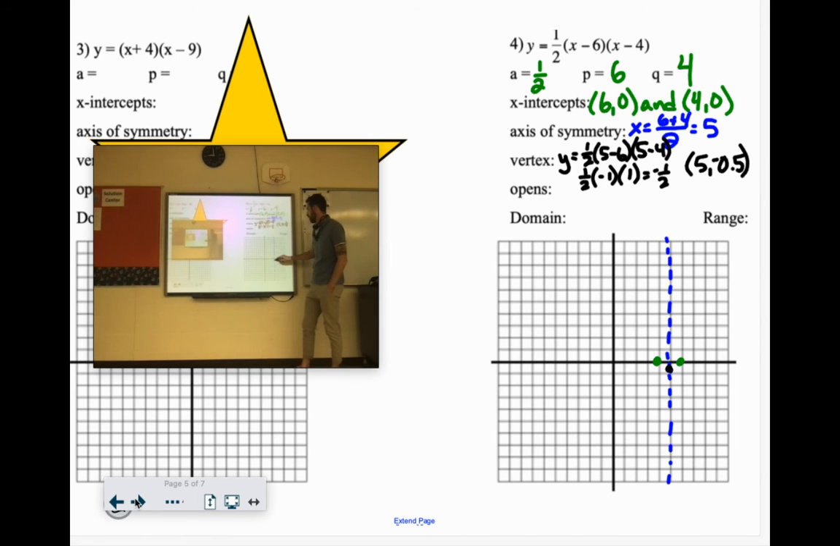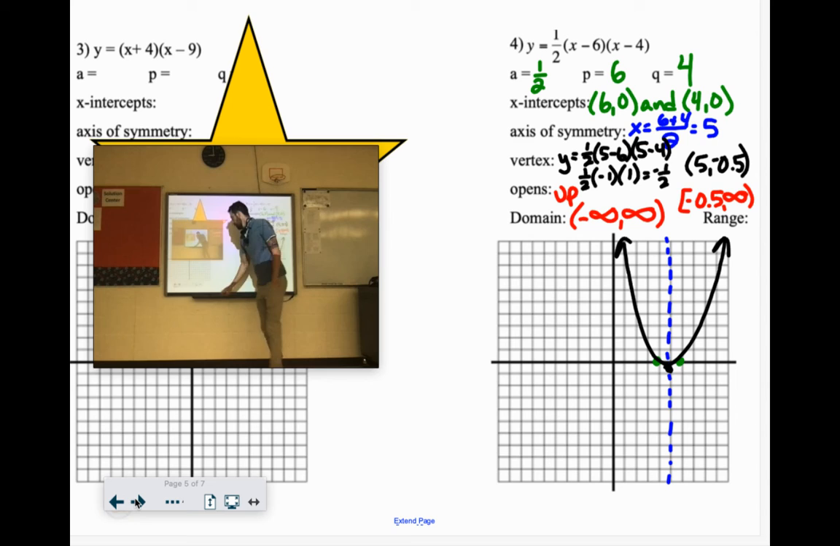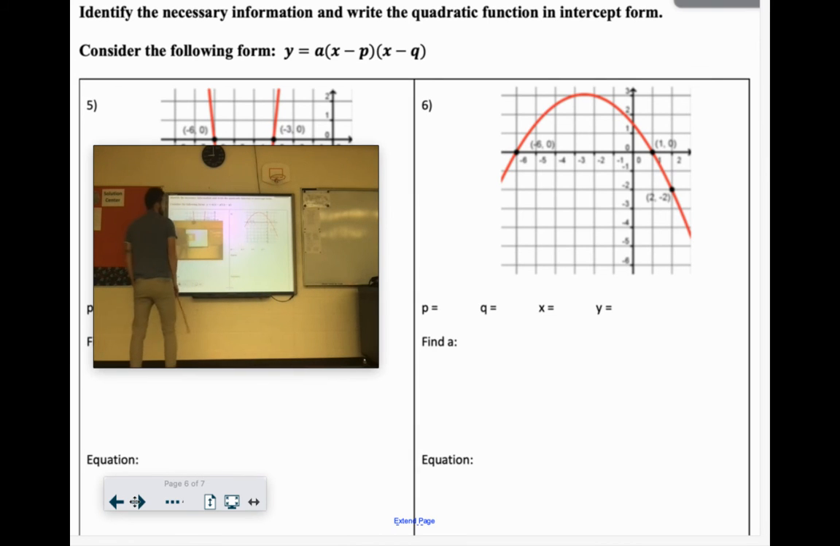So that shows us our curve. Opens upward because A is positive. Domain, negative infinity to positive infinity. Range, we have the lowest value at negative 1/2. And it goes to positive infinity from there. I think we got one more set of problems.